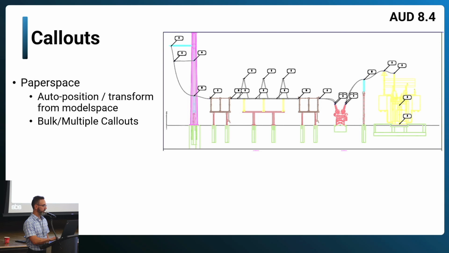So for callouts, the improvements in paper space are really around allowing automated layout of objects in paper space. So it can annotate, but also transform all that so it's placed in your paper space. Several other options. There's a lot of different workflows you can set up for this. And there's a lot of other small enhancements that have been made to the callout layout functionality for this.